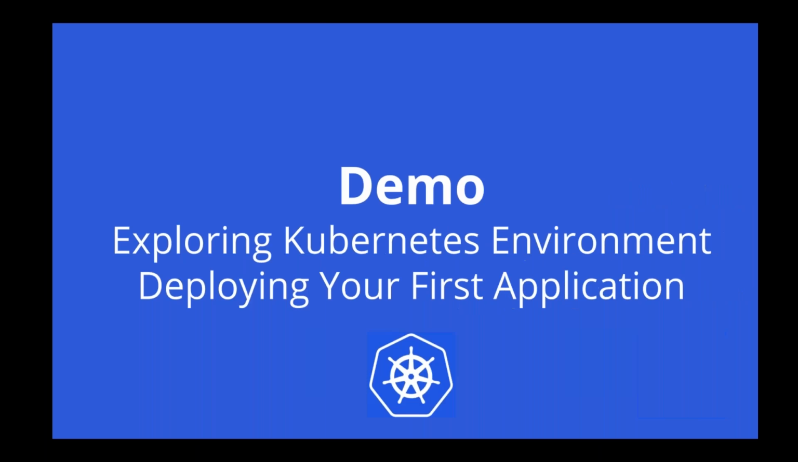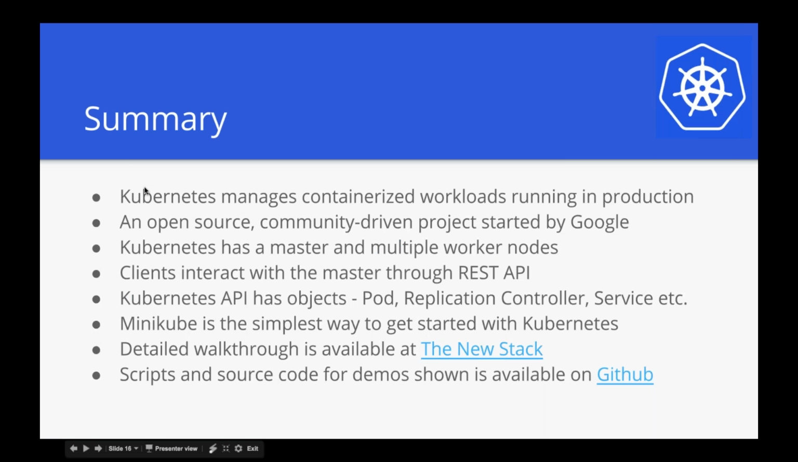Let me take you back to my slides and summarize what we have articulated so far. Kubernetes manages containerized workloads running in production. Docker is phenomenal when it comes to one machine, one container, and managing the lifecycle. But Kubernetes does that at a massive scale. Hundreds and thousands of containers running on tens of hundreds of physical machines or virtual machines, and Kubernetes can handle the orchestration pretty well. It's an open source community-driven project initiated by Google, but now it's managed by the Linux Foundation.